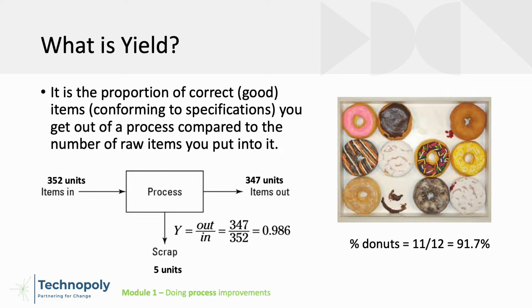Another illustration would be looking at the box of donuts on our right, where we can see that there are 11 out of 12 donuts in the box. This gives us a yield of 91.7%.